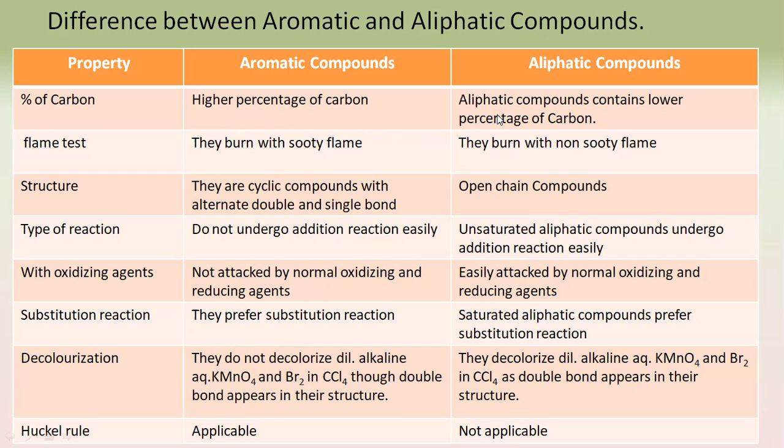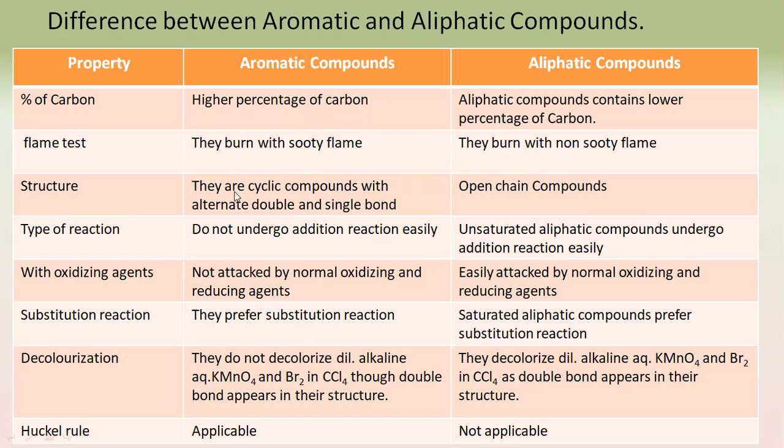But for the aliphatic compound alkane, if they contain 6 carbons, then 14 hydrogens are present, meaning they contain a higher percentage of hydrogen, whereas in the aromatic compound benzene, they contain a higher percentage of carbon. As they contain a higher percentage of carbon, when we burn them, they show a sooty flame. Whereas aliphatic compounds burn with a non-sooty flame.